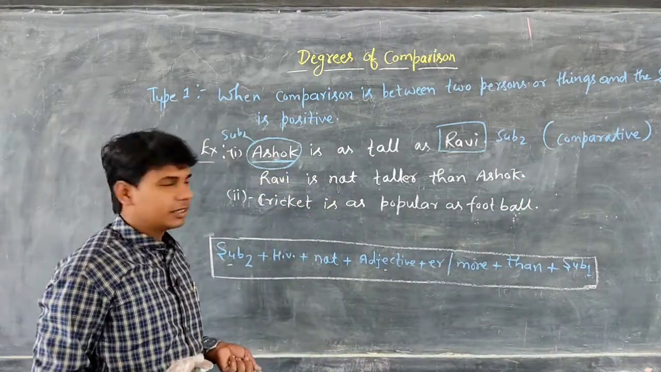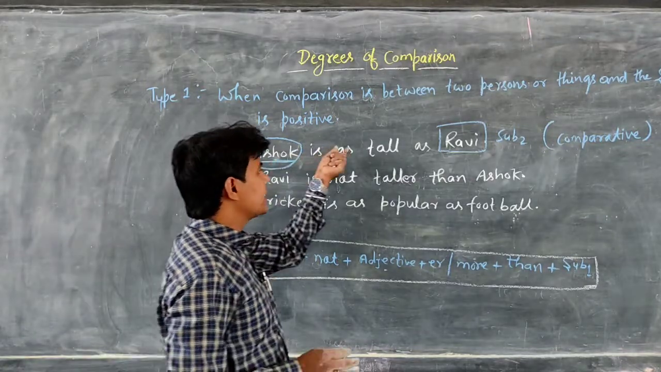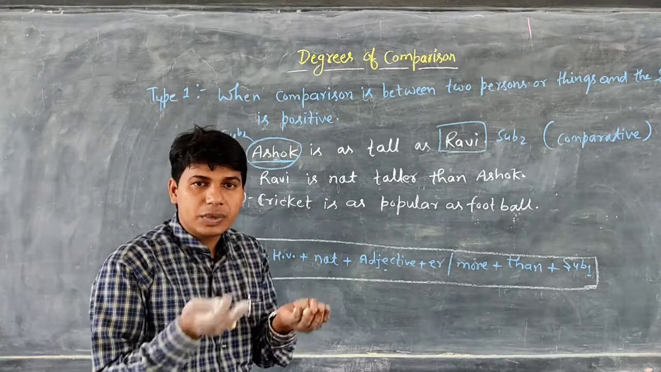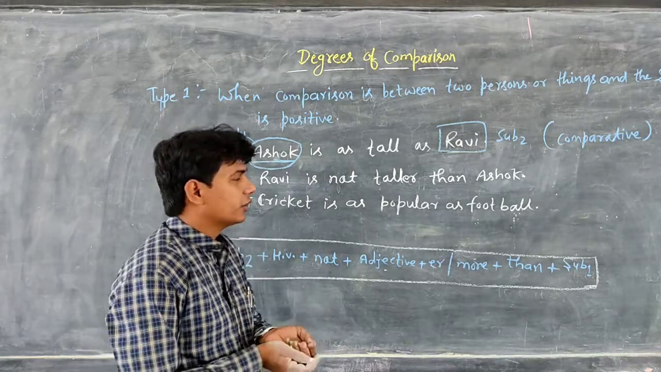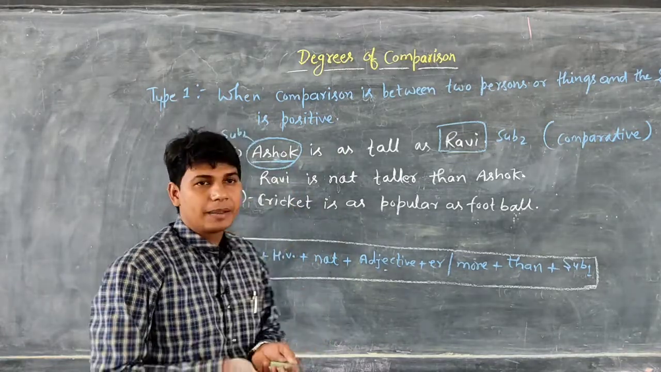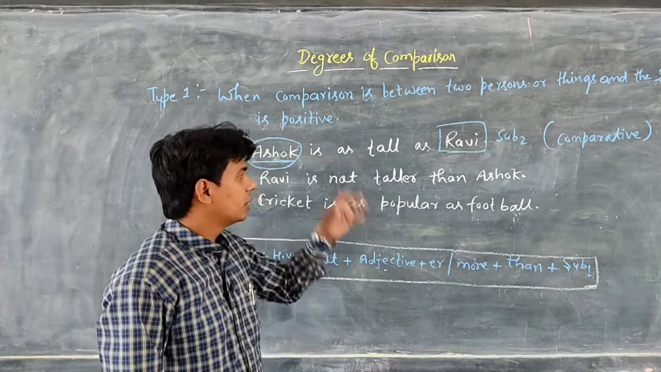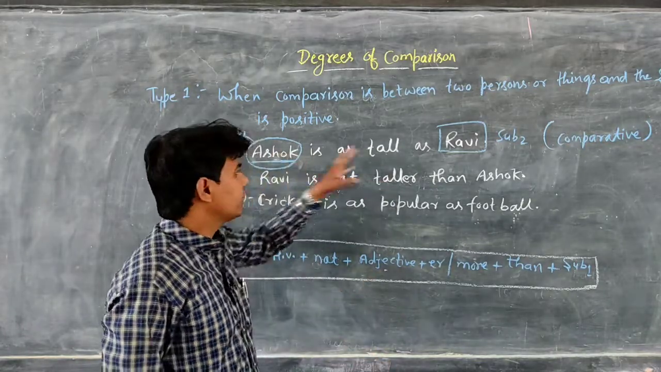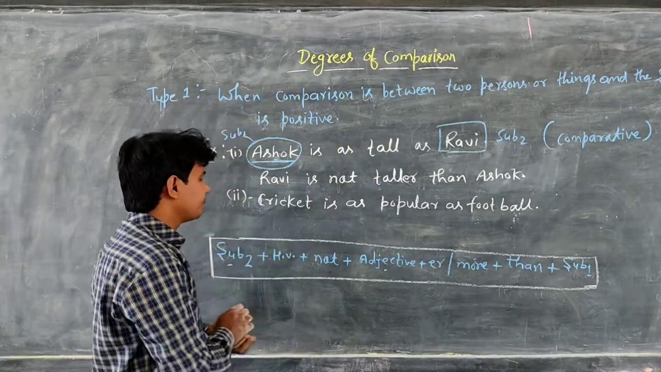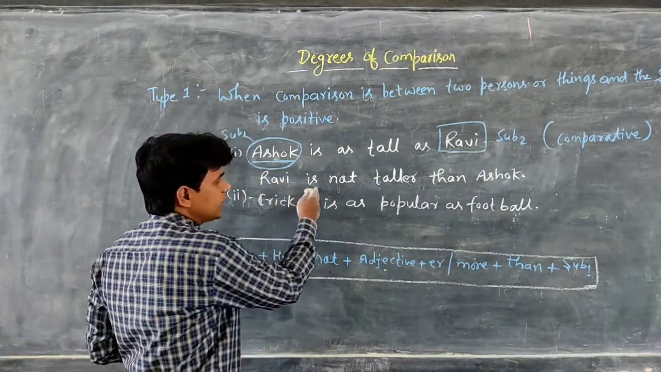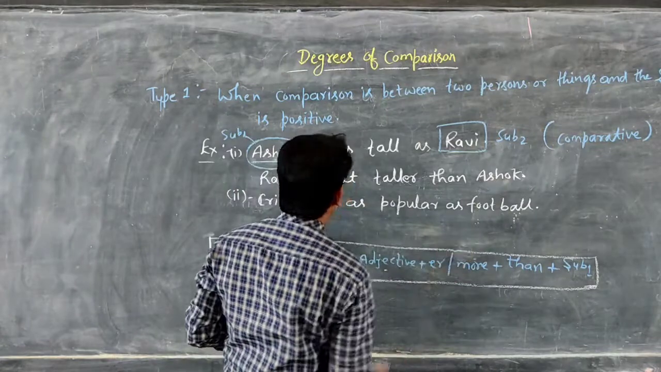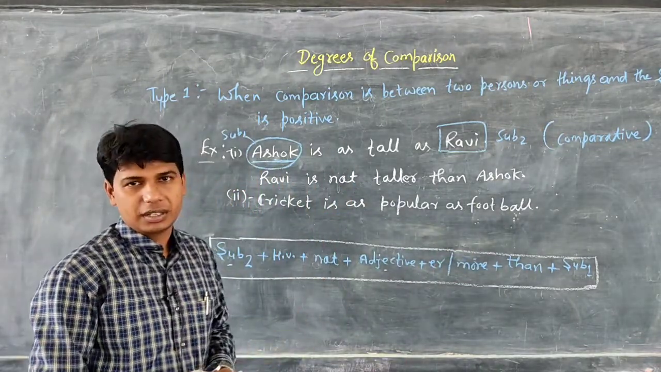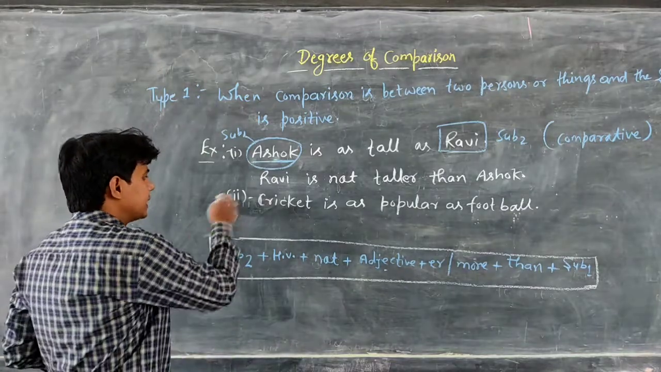Is that clear? Okay, because the first sentence tells us that Ravi and Ashok are equally tall. Neither is Ashok taller nor is Ravi taller. So both are equally tall. So Ravi is not taller than Ashok. If Ravi is not taller than Ashok, it means to say both are equally tall. Now see the second example.